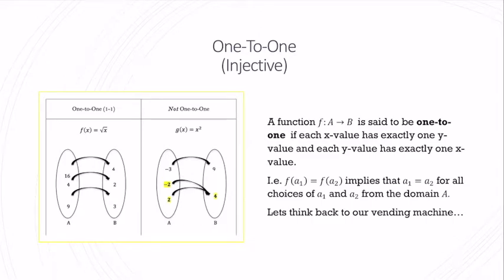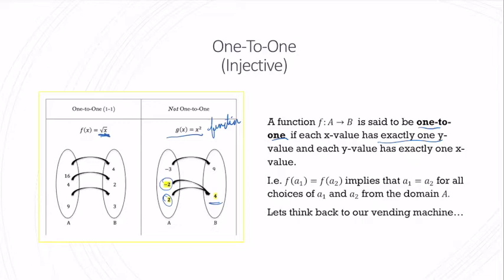So let's talk about what a one-to-one function is. A function is said to be one-to-one if each x has exactly one y value, right? For example, the square root of x is a one-to-one function because each x has exactly one y value. Note, here we have a parabola. This is still a function, but it's not one-to-one because 2 and -2 both map to 4, right? So to be a function, each x has only one y value.